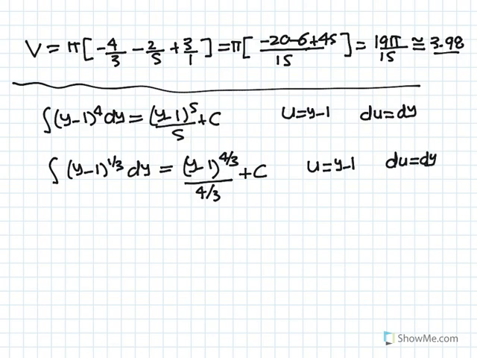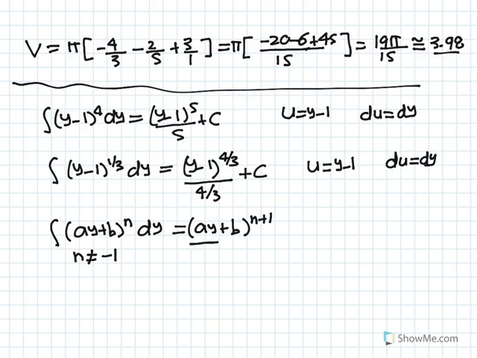More generally, if we have a case like the integral of (ay plus b) to the power of n dy, as long as n is not equal to minus 1, we will get (ay plus b) to the power of n plus 1, divided by n plus 1, divided by a, plus c. Why do we divide by a? It's because we're reversing the chain rule. It's because of the U substitution.